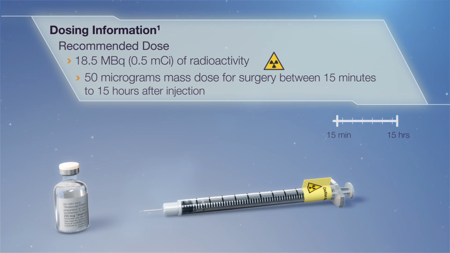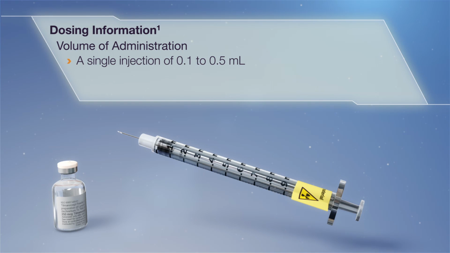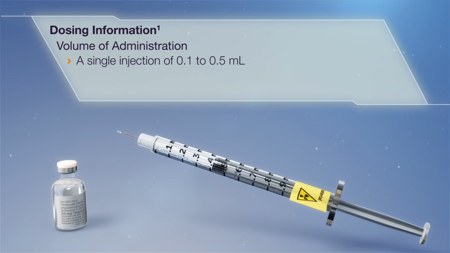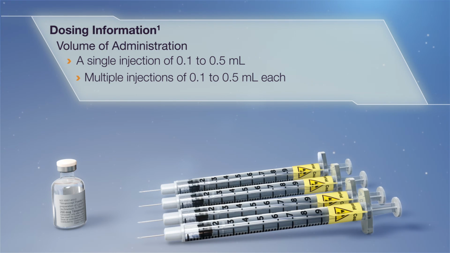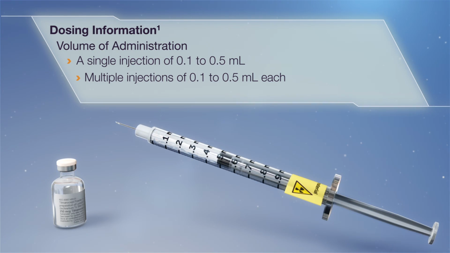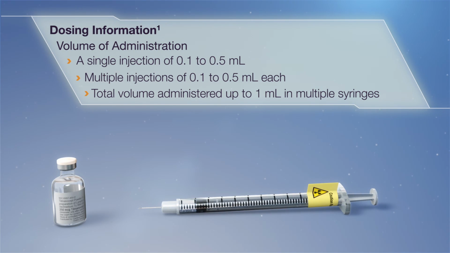Lymphoseek is an agent with a low volume of administration. Lymphoseek may be administered as a single injection of 0.1 to 0.5 milliliters, or as multiple injections of 0.1 to 0.5 milliliters each. The total volume administered can be up to 1 milliliter in multiple syringes.